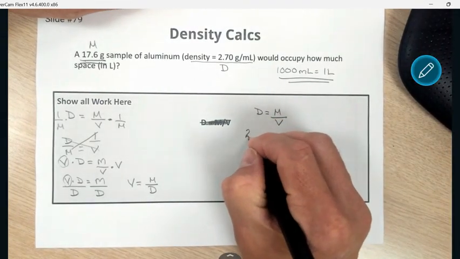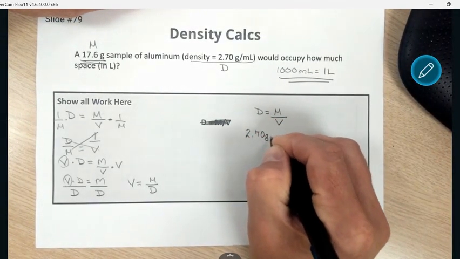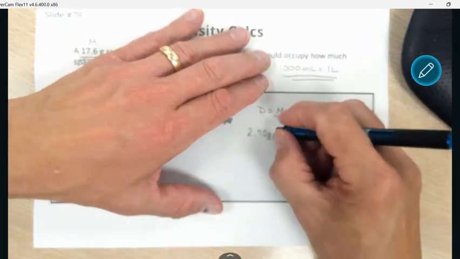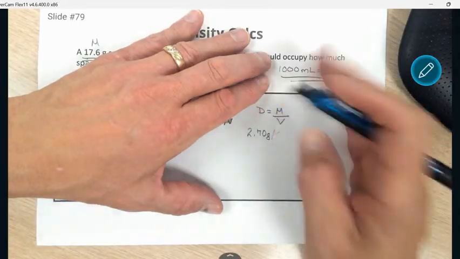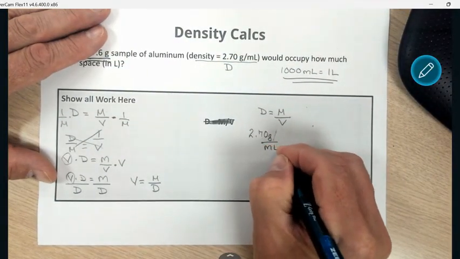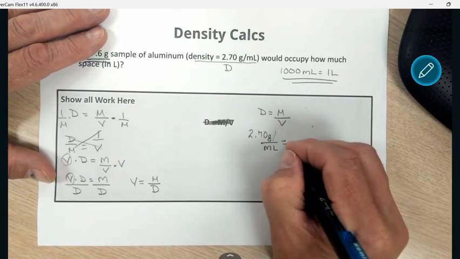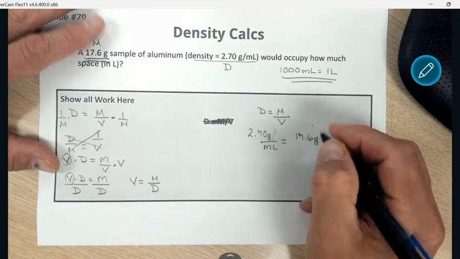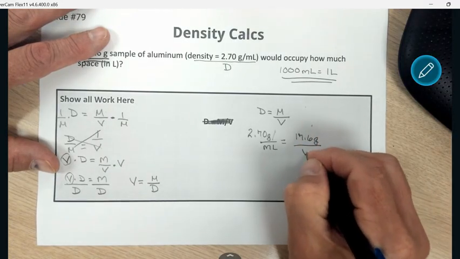Over here, we're going to put 2.70 grams. Sorry. Again, I don't like writing it with that slash. I prefer doing it above and below, so you can see this. Over milliliters equals the mass, 17.6 grams, over V.